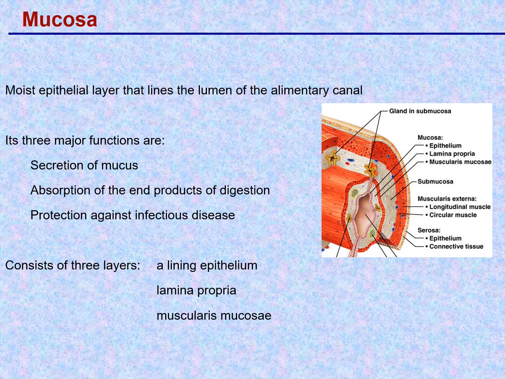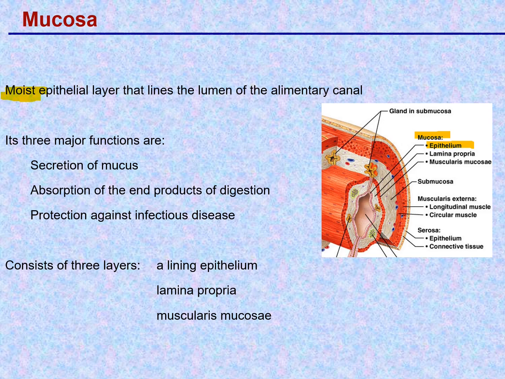What we have is a single cell layer of epithelial cells lining the space of the gut. So the mucosa's innermost layer is epithelium. It's moist because there are mucus secreting cells, and they provide a nice protective layer. They protect the epithelial tissue layer from any digestive enzymes.